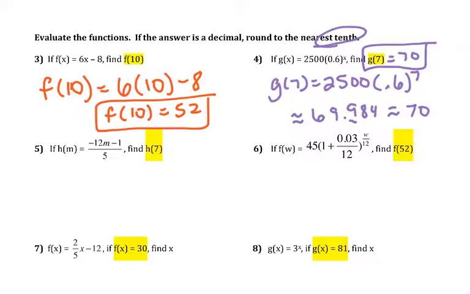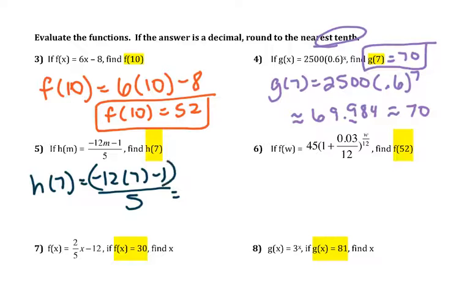Number 5, h of m, so we're going to find h of 7, and that's going to be -12 times 7 minus 1 over 5. So that's going to be -84 minus 1 over 5, and you can use your calculator if you want to, but don't forget that you're going to need parentheses around that numerator. It's going to be -17. So if you're not getting -17 with your calculator, then you're typing it in your calculator wrong.